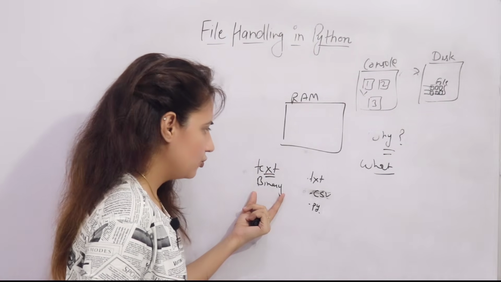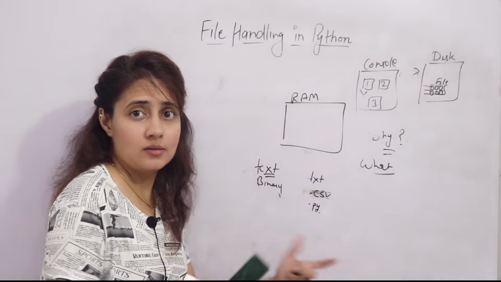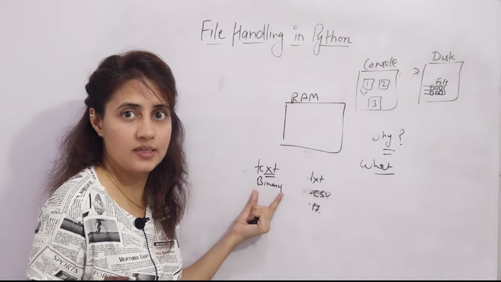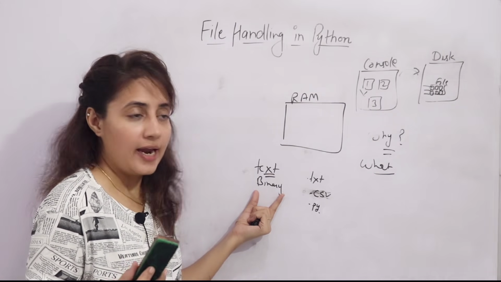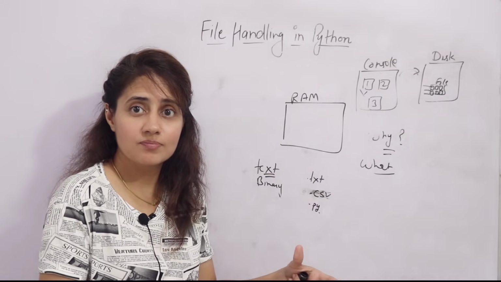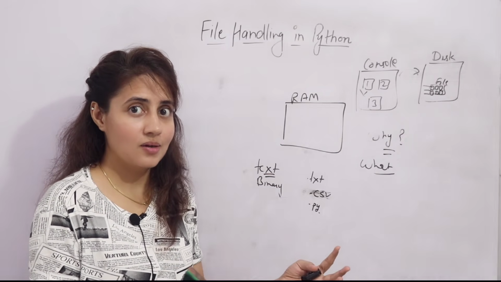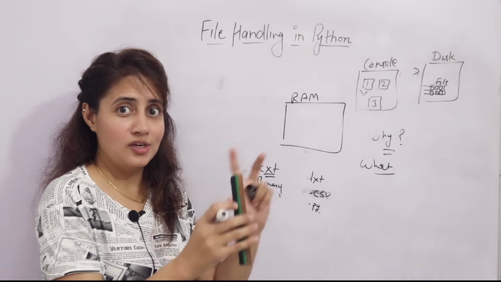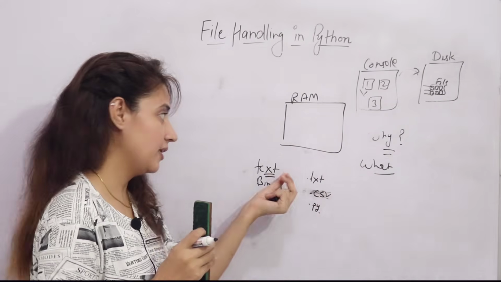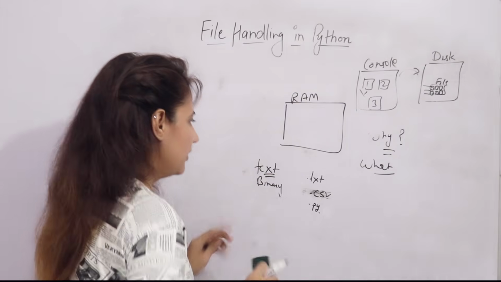Now binary files. Binary files contain non human readable characters and symbols. We cannot read those files directly. We cannot open these files in a text editor, right? Those are binary files, and these are used to store images, audios, videos, zip files, compressed files and executable files. These have a special type of coding which a human cannot directly read, unlike text files, right? So these are the 2 types of file, text and binary.